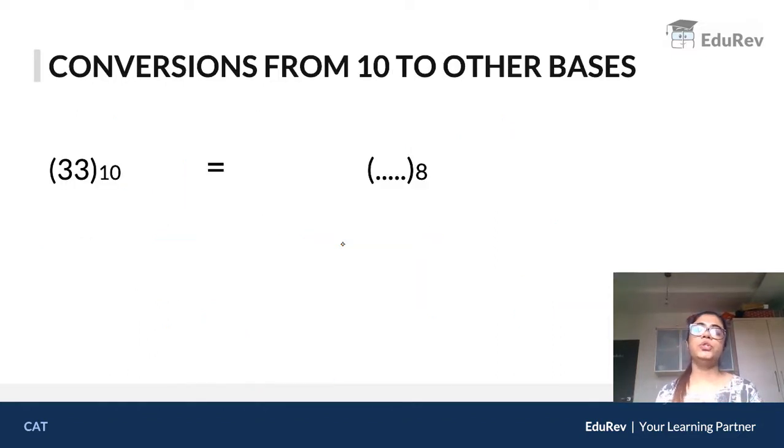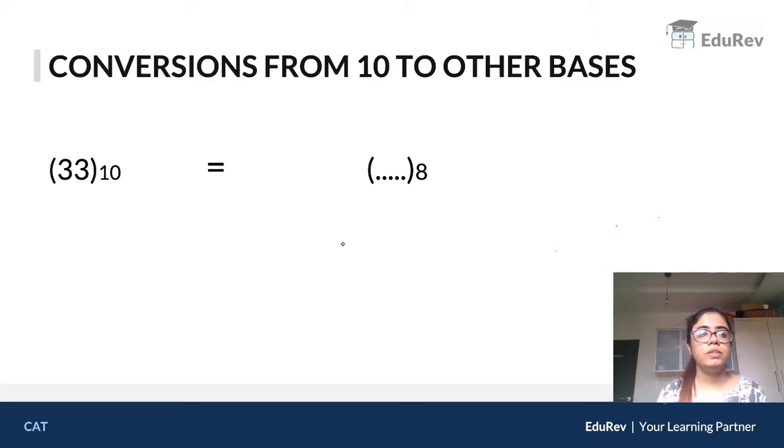Now, you should be able to convert any decimal number to any other base as well. Okay? We have seen how to convert any number to the base 10. But what if we want to convert any decimal number to any other base? How do we do that? Now, please understand this example carefully because the process is slightly different.